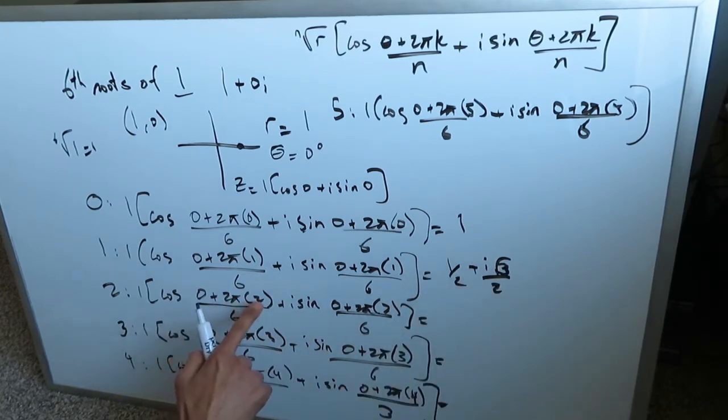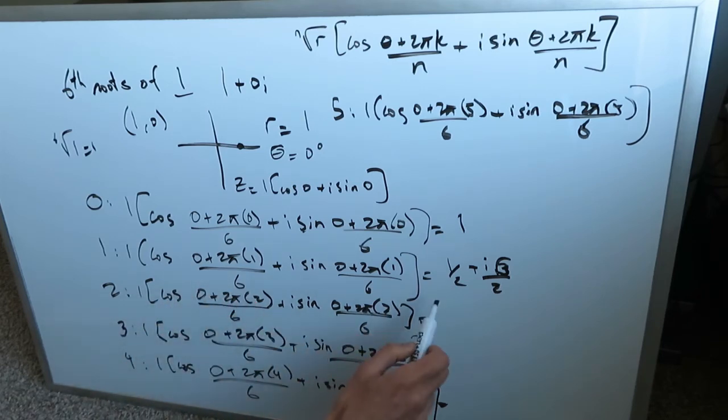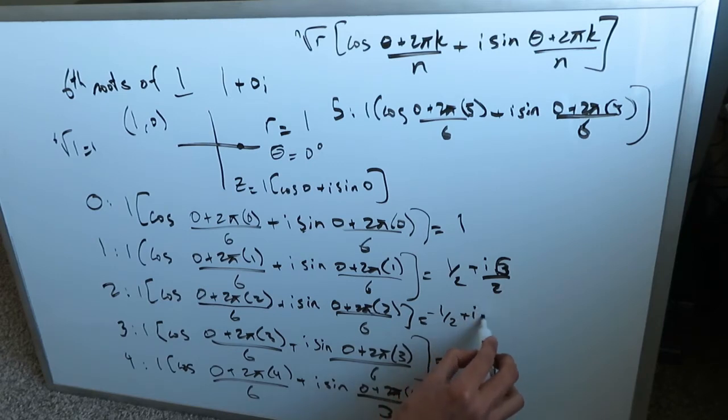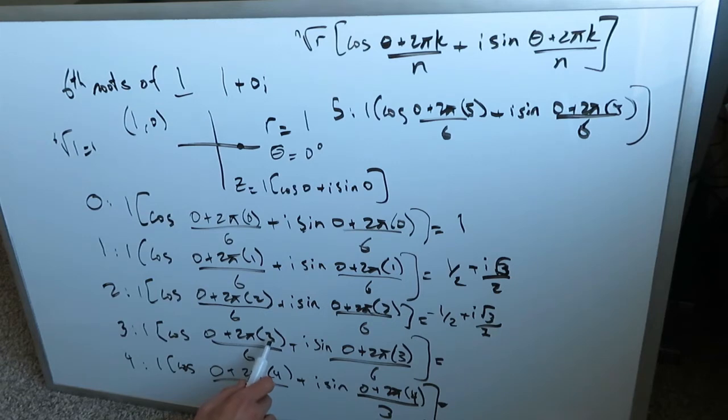Now look over here. You have 2 pi times 2, which is 4 pi over 6. If you simplify 4 pi over 6, 4 pi over 6 is the same thing as saying 2 pi over 3, which is 120 degrees. Cosine of 120 is minus 1 over 2, but sine of 120 is positive i root 3 over 2. Now look over here. 2 pi times 3 is 6 pi divided by 6 is a pi.